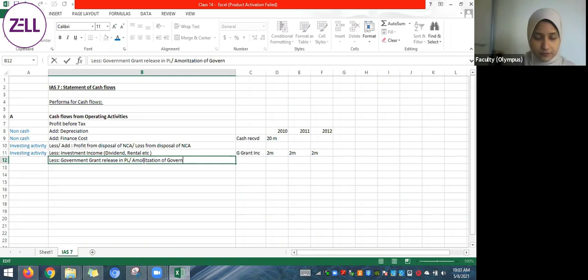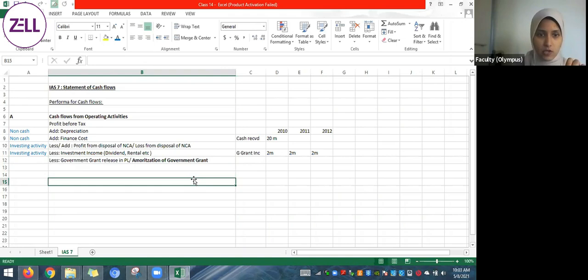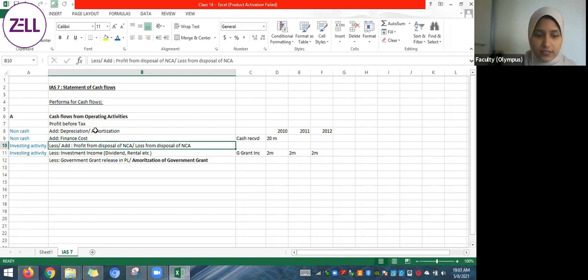Now you need to be very clear with this word amortization in context of government grant. Why I say this is because depreciation's treatment is adding to PBT. Okay, to remove the impact, you add to PBT. Depreciation is for tangible assets and amortization is for intangible assets. So amortization also, you will add it. If there is an intangible asset which is getting amortized, you will add it.